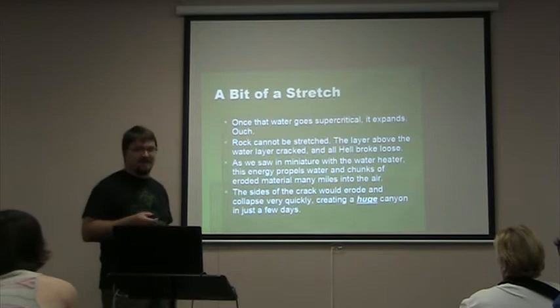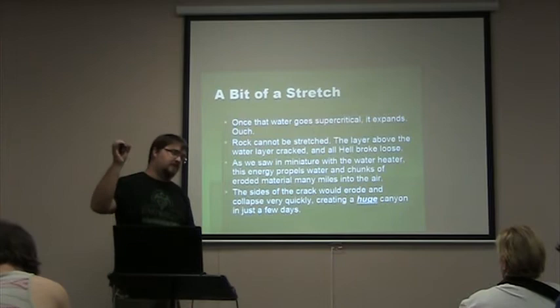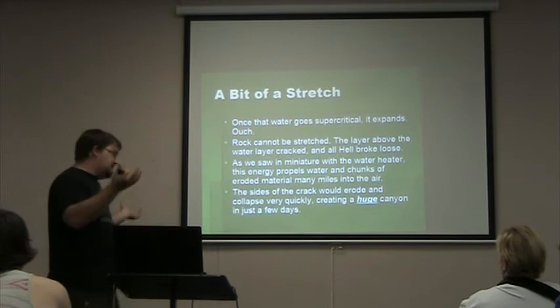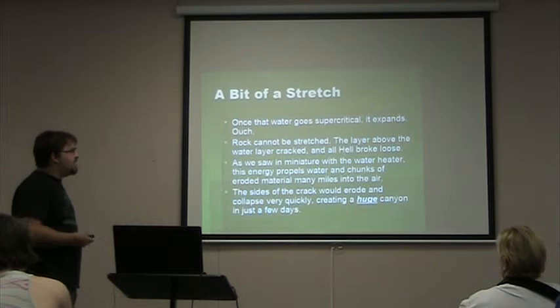So, when this water went supercritical, the weakest point in the top layer of the Earth's crust cracked. Oopsie. Probably beneath the ocean somewhere, the pre-flood ocean, because that would be where the crust would be thinnest. So it makes sense to me that's where it would crack. Once that crack forms, all hell breaks loose, literally. This energy propels water and chunks of debris high enough to get it into space.